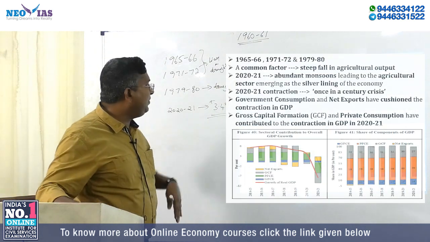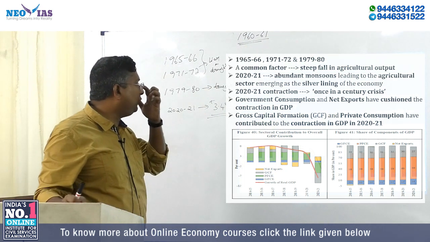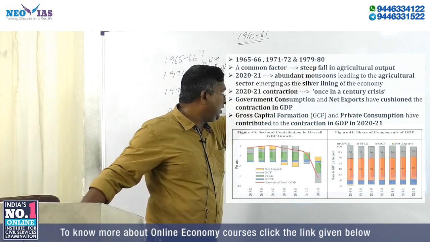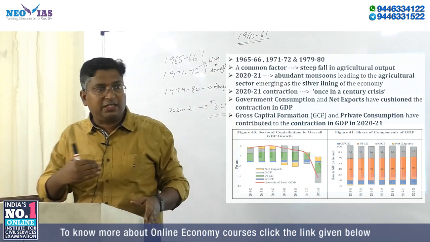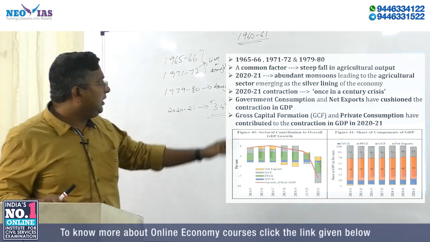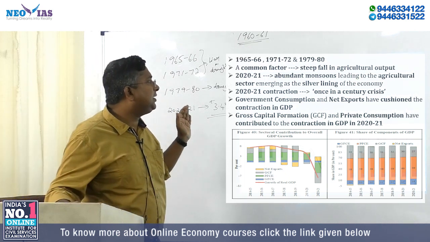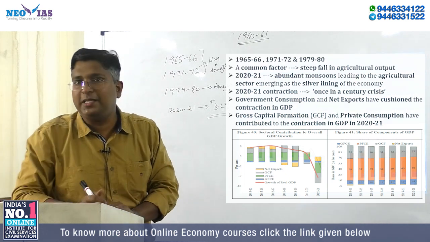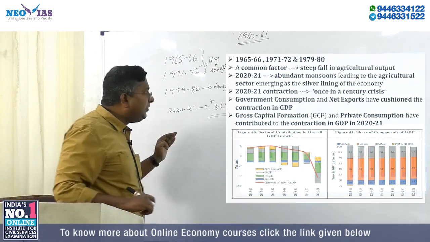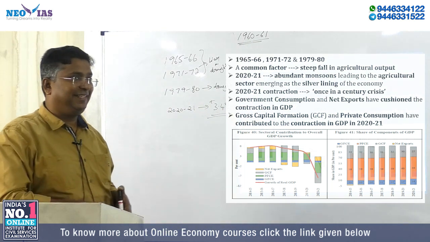So, the survey says that the common factor for the previous 3 contractions, that is 65-66, 71-72 and 79-80, is a steep fall. There was a steep fall in agricultural output, or agricultural growth was negative. But in the year 2021, we had an abundant monsoon, leading to the agricultural sector emerging as the silver lining of the economy. It has grown with positive growth of 3.4%. But the survey says that the 2021 contraction is a once-in-a-century crisis. Like this it will never happen.